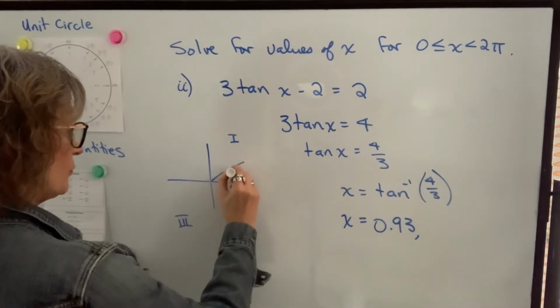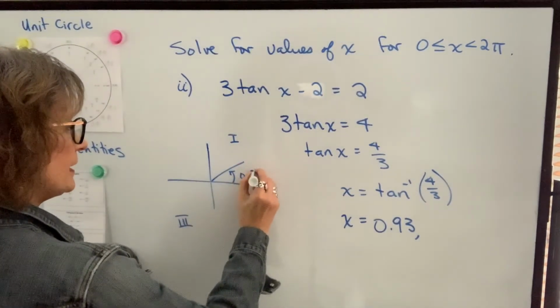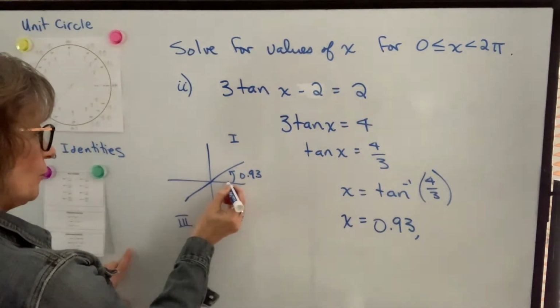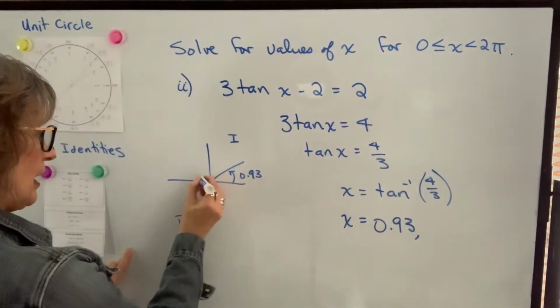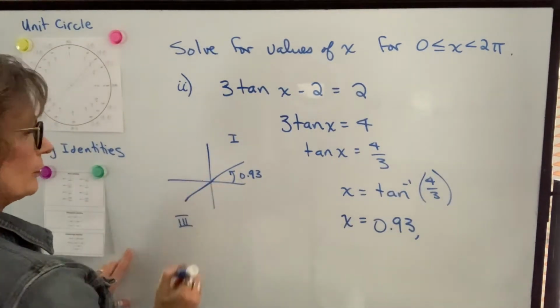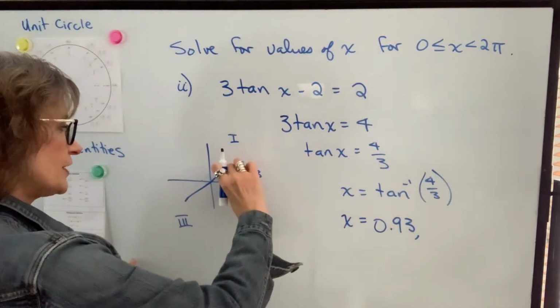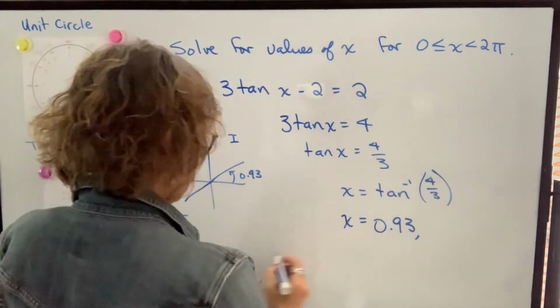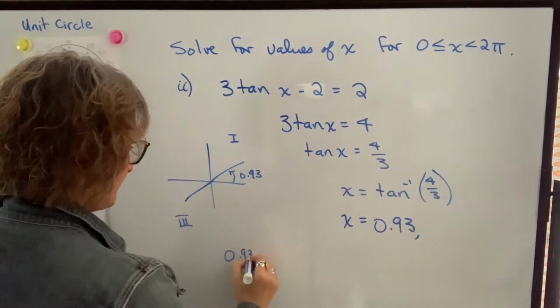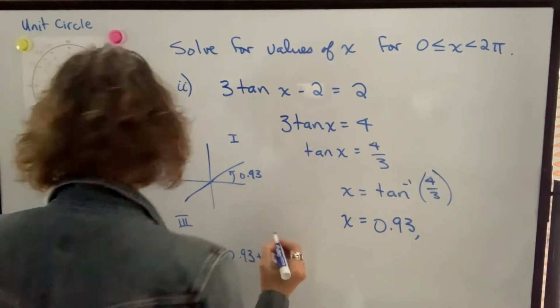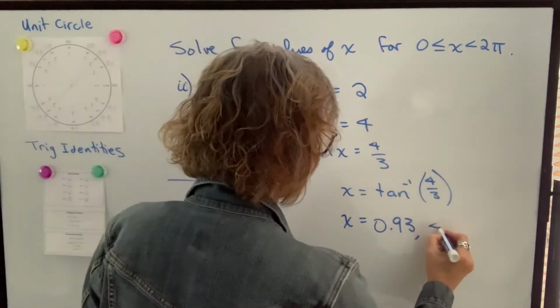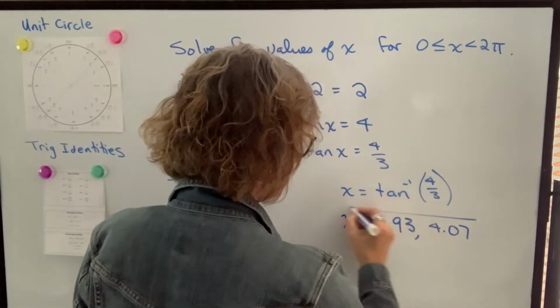So if my amount of rotation is 0.93 radians, the angle in quadrant 3 will be defined as pi plus that amount of rotation. We always take the amount of rotation from the horizontal. So it's that amount past pi. So if I take 0.93 plus pi, we get 4.07. So the other solution is 4.07.